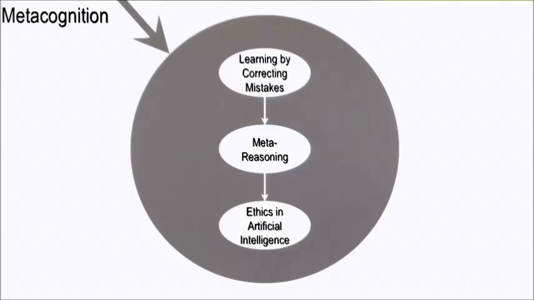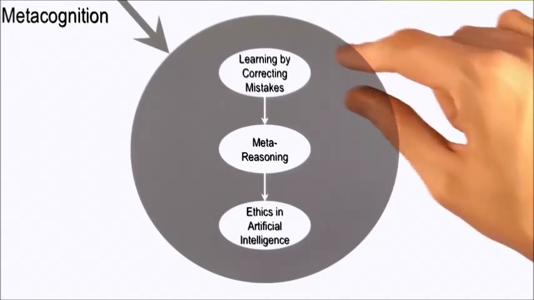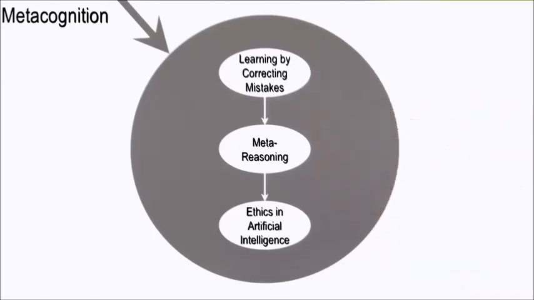Metacognition enabled agents to reason about their own reasoning, or think about their own thinking, or have knowledge of their own knowledge base. We started off by talking about learning by correcting mistakes, where an agent could look at a mistake it's made in the past, isolate the mistake, explain the mistake, and then fix the mistake so it didn't happen again. This was one narrow instance of the broader idea of meta-reasoning.